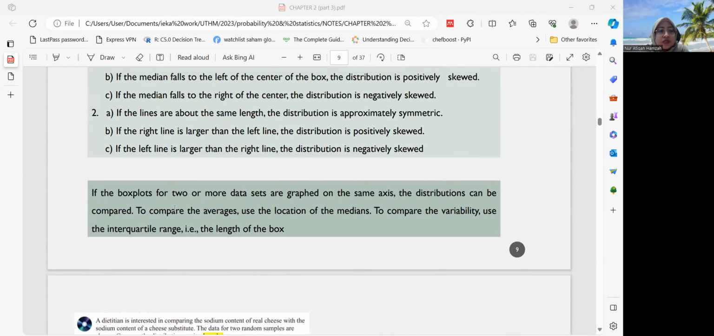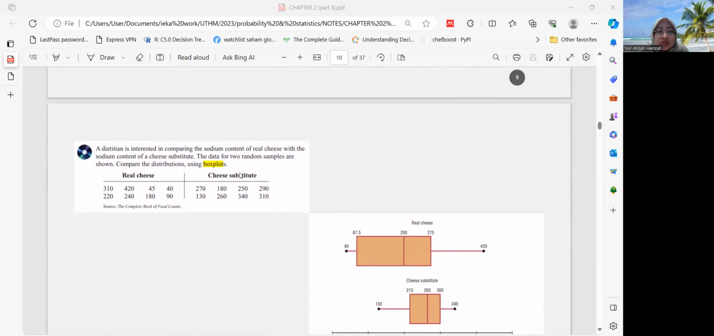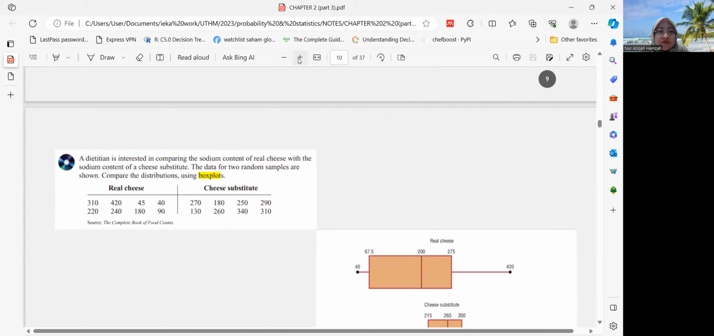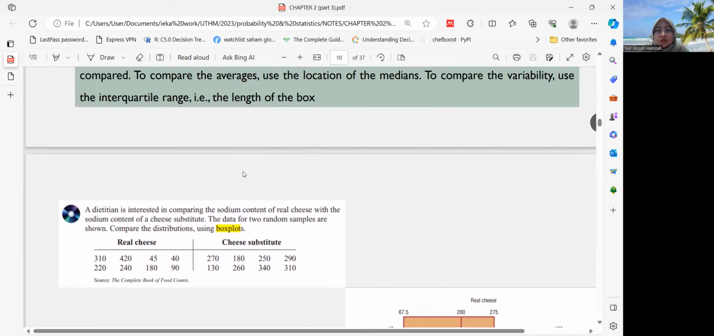If the box plots of two or more data sets are graphed on the same axis, the distributions can be compared. To compare the average, use the location of the medians. To compare the variability, use the interquartile range, the length of the box. These are the examples for comparing two sets of data using box plot.